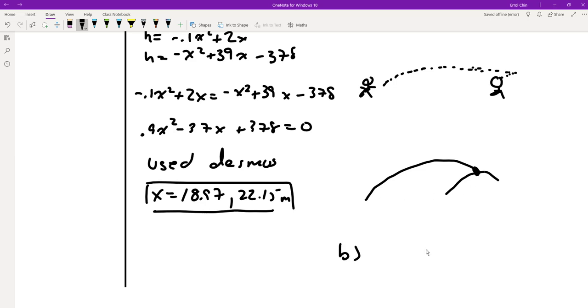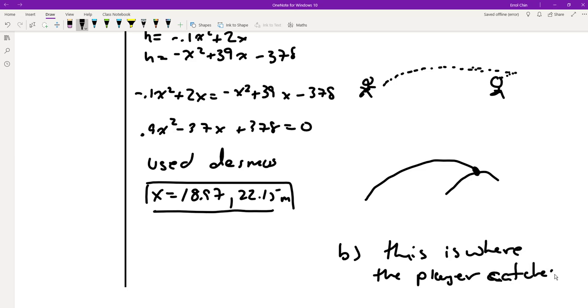So part B, this is where, sorry, my handwriting's bad, this is where the player catches the ball. Okay. Now, what we're going to do is, now that we have these two values, I'm going to plug them in and find out the height.